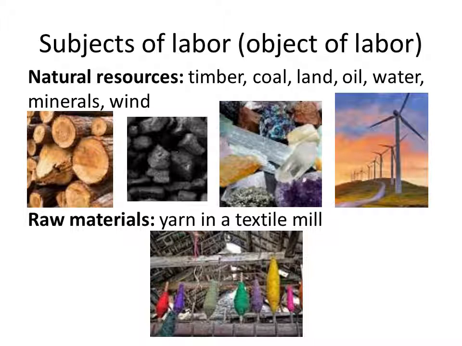So I understand this may be a little confusing. What about raw materials? So we have yarn in a textile mill. Well, here's the thing. The yarn has already been processed, but it is nothing. Yarn is nothing as far as a textile until it is woven into a material. So it may be that I own the sheep that I shear to make the yarn, and I own the textile mill. So I own all, so far, the means of production. Does everybody understand that?